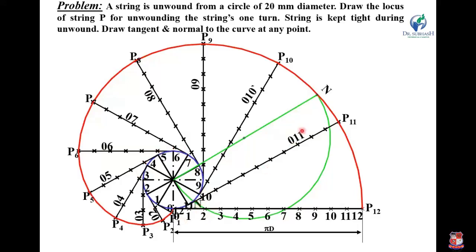Now join this point with N. This is our normal, and at point N, draw a line which is perpendicular to this normal. This is called the tangent. So this is the involute, and the normal and tangent at any point of this involute.